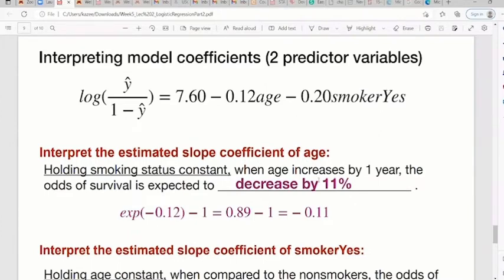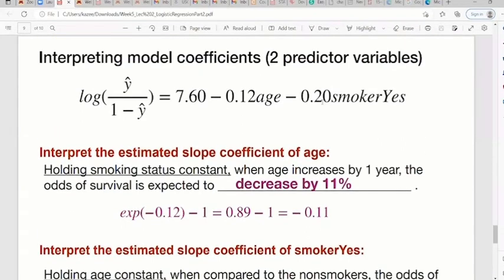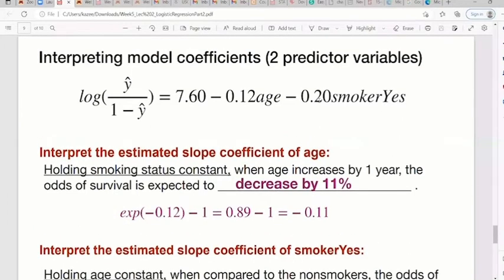Is there anyone with any clarification on that? Okay, now how do we interpret this negative 0.20? We want to interpret it from the odds perspective, which is derived from the way it is interpreted in the log odd perspective. In the log odd perspective, after adjusting for age, when you go from smoker yes to smoker no, the log odd of surviving is expected to decrease by 0.20. That is from the log odd perspective.